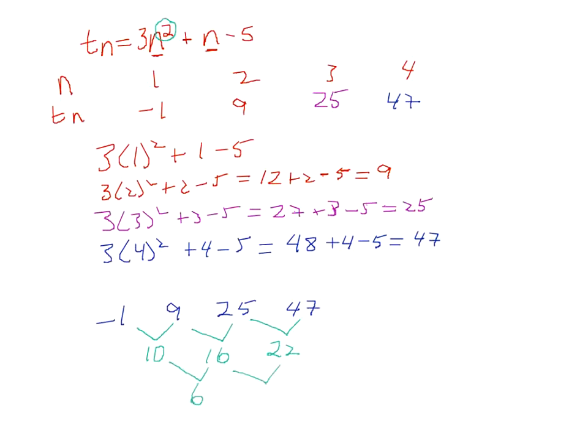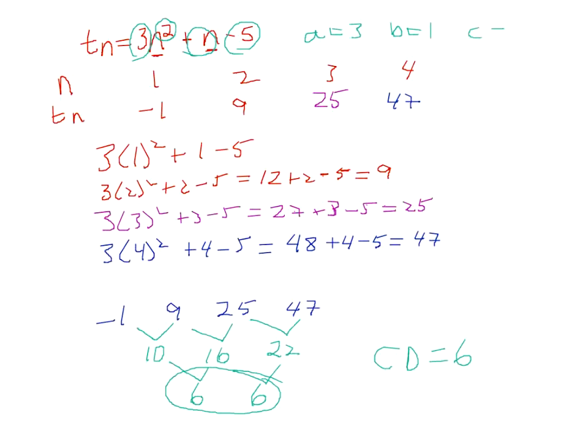16 minus 10 is 6. 22 minus 16 is 6. There's the common difference. The common difference for this pattern is 6, but how does that relate to those A, B, and C values? A was 3, B was 1, and C was negative 5.